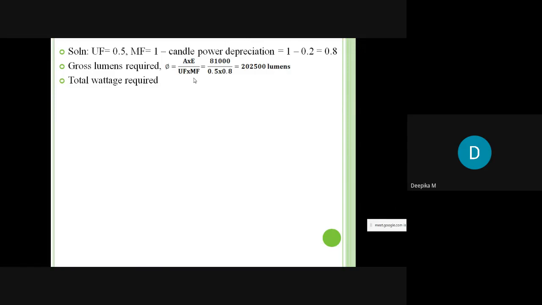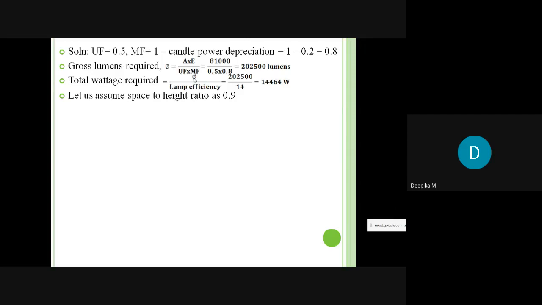Next, total wattage required is to be calculated. So how do we go with this? We have lumens, and luminous efficiency is given, which is lumens per watt. Lumens divided by lumens per watt, lumens get cancelled, you will get the answer, which is total wattage. So this is phi divided by lamp efficiency. Phi is known and lamp efficiency they have given in the problem. So therefore, you'll get the answer, which is 14,464 watt.